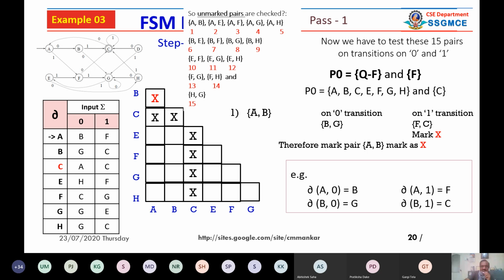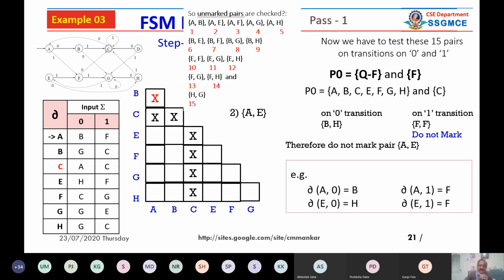Now which one is left? AE is left, the second pair, like this. So AE on 0 goes to BH. See, this box is there. And AE on 1 goes to FF. So what is happening here? On 0 transition, it is going to BH, meaning it is on the left side of the P0. And on 1, it is going to FF. Again, it is on the left side. Meaning, it is not distinguishable. That's why we are not marking AE by any cross.